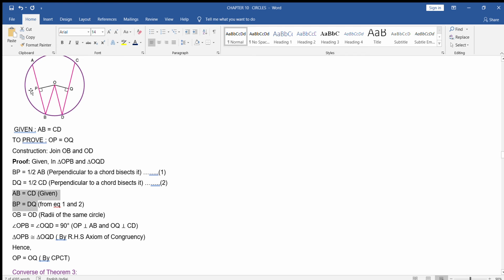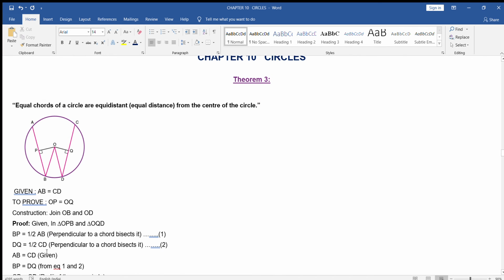Now see what we have in these two triangles: BP is equal to DQ, OB is equal to OD as radii, and these two angles are equal, they are 90 degrees. That is the reason both triangles are congruent, and the criterion is RHS. By RHS, both triangles are congruent, and once they are congruent, the remaining parts are equal. And the remaining parts are OP and OQ.